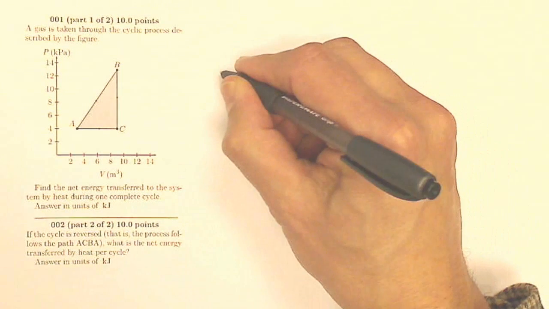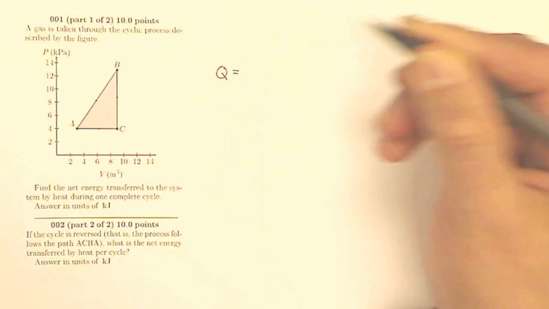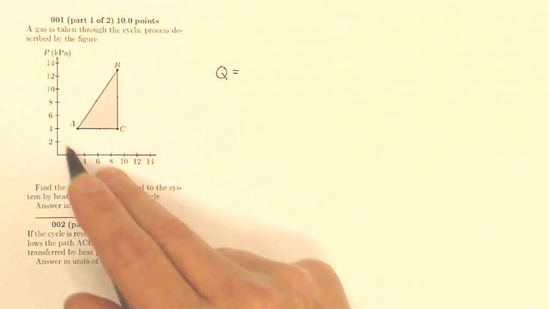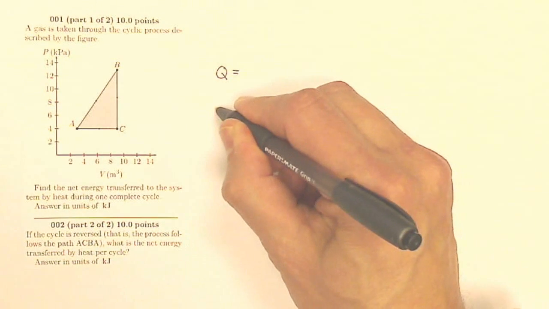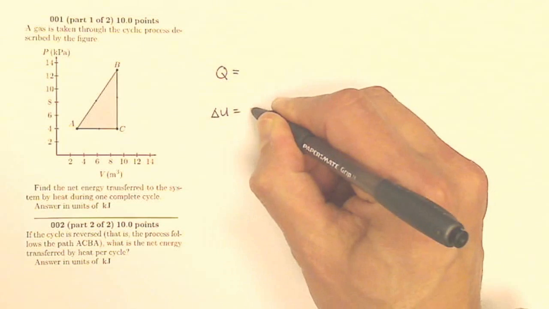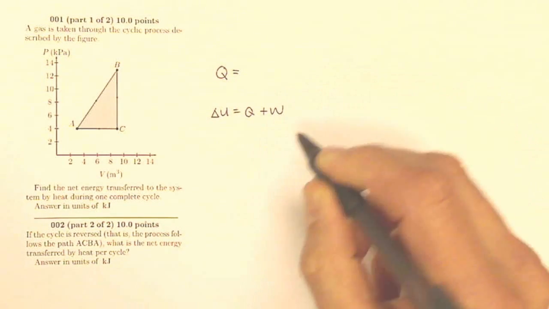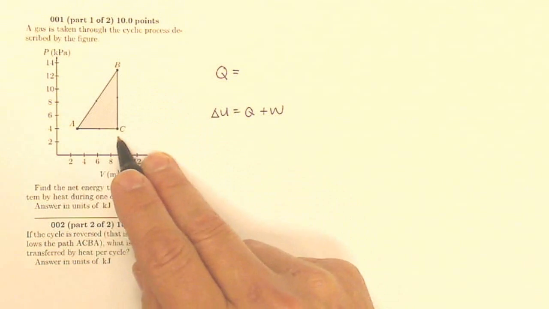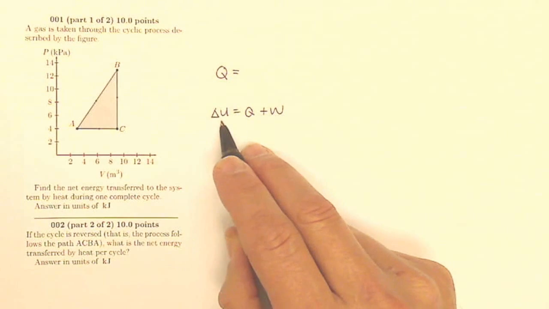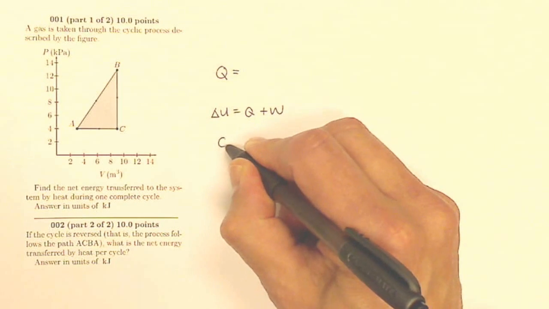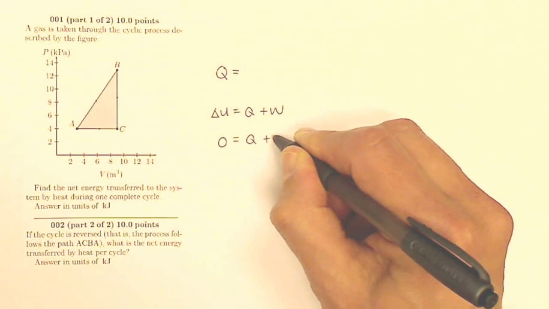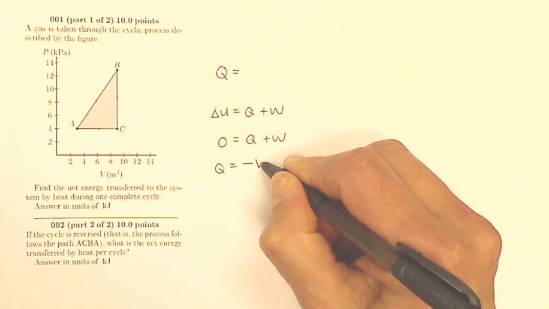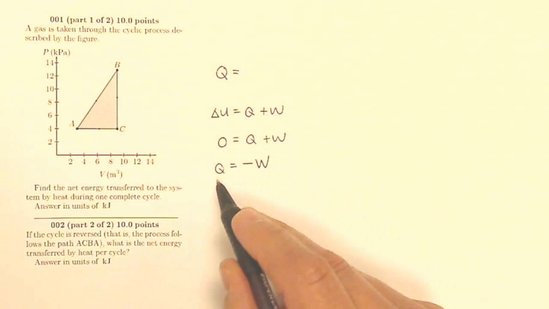So what this is looking for is Q. Q is the amount of energy transferred by heat, and so that's in one cycle. Well, what I know is that in one cycle, I can say that delta U equals Q plus W. Actually, for any of these parts, I could say delta U is Q plus W, but if I go once around the whole cycle, my delta U is going to be 0. So I can say that 0 equals Q plus W, so Q equals negative W. So that's what I can do to get to Q.